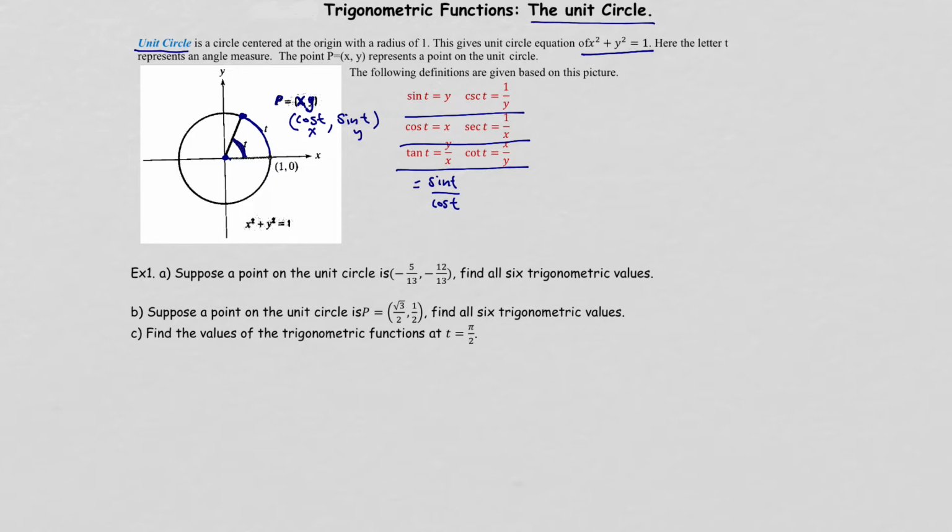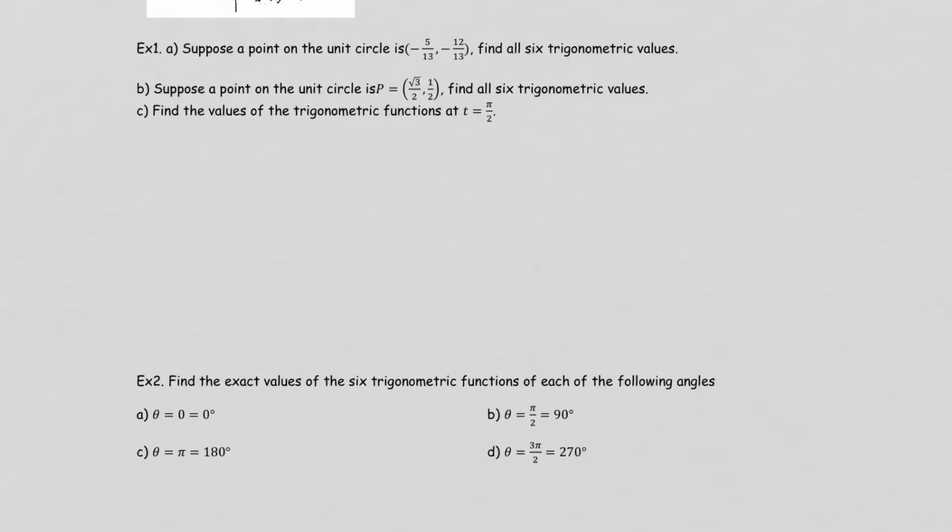So using these definitions, let's see if we can find all 6 trig values. Your 6 trig values are sine, cosine, tangent, cosecant, secant, and cotangent. Okay, example 1, they want you to find the 6 trig values from the given information. Because A and B are the same, let's do B and C.